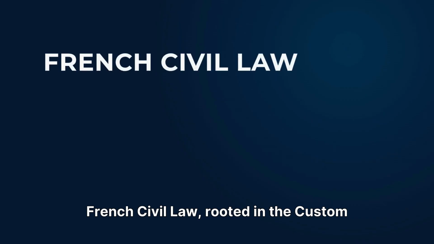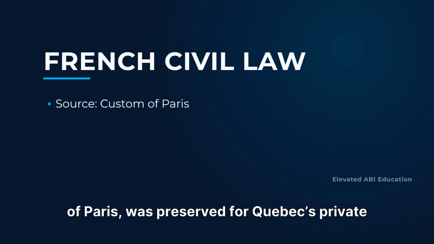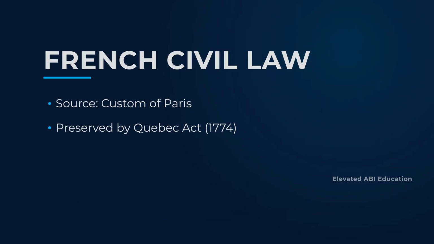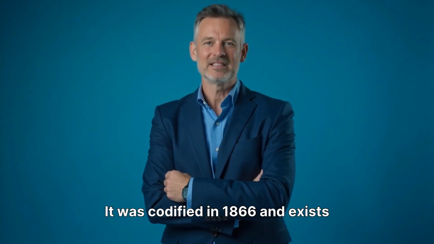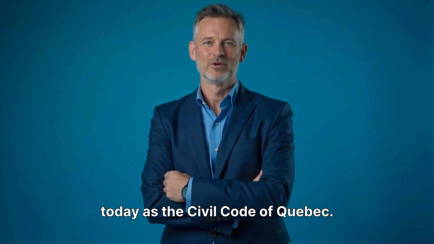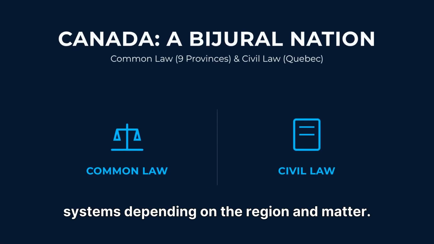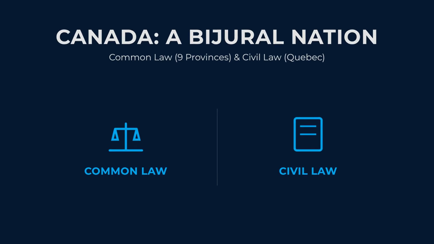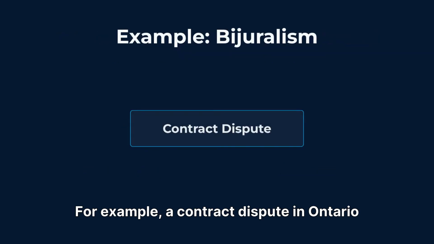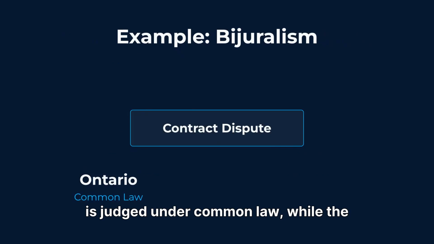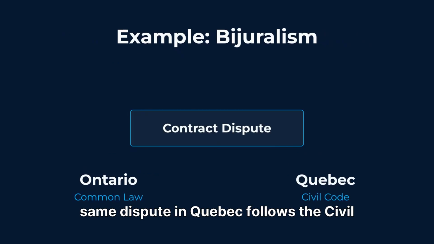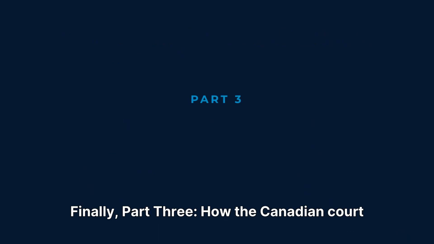French civil law, rooted in the custom of Paris, was preserved for Quebec's private law. It was codified in 1866 and exists today as the Civil Code of Quebec. This makes Canada bijural, using 2 distinct legal systems depending on the region and matter. For example, a contract dispute in Ontario is judged under common law, while the same dispute in Quebec follows the Civil Code.